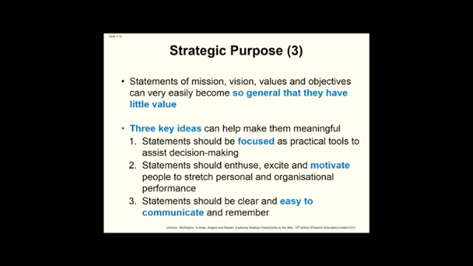And thirdly, the statement should be clear, reasonably easy to communicate, and not too hard to remember. So something that is expressed in very roundabout language, that is repetitive or so vague that you can't work out what it is it's trying to say, doesn't cut the mustard. It doesn't do what it needs to do. So that's 3 suggestions for trying to make a strategic purpose statement really useful.